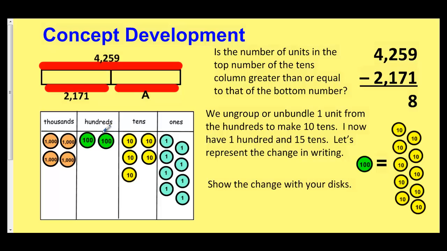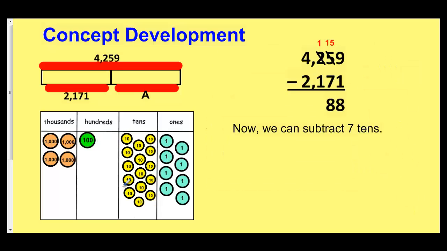So we're going to take one of our hundreds and we're going to decompose it. That means we're going to go to the right on the place value chart and we're going to break it down into 10 tens. So I've got 1, 2, 3, 4, 5, 6, 7, 8, 9, 10. So now I have 15 tens. Okay, that looks like this.